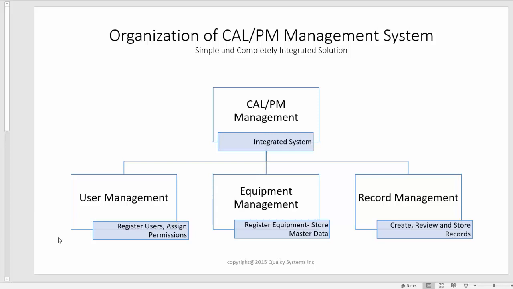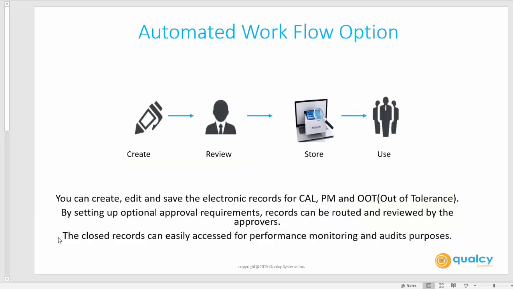The third subsystem is the option for creating and managing your records for calibrations, preventative maintenance, and out-of-tolerance records. This is the majority of the operations that your employees would be doing most of the time. The Qualcy CalPM application provides automated workflow options. You can easily create, edit, and save the electronic records for Cal, PM, and out-of-tolerance records. And there is an option for review and approval. If your company or your process requires reviews and approvals, you can easily set up the number of reviews that need to be done. And once the reviews are complete, the records are stored as closed.